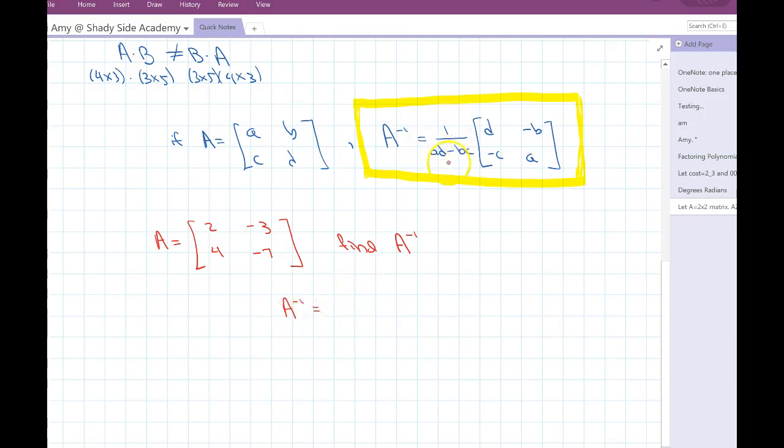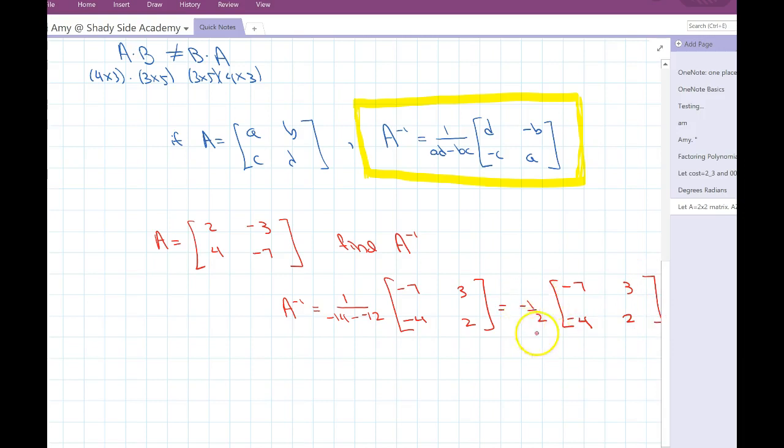the scalar. This is called a scalar multiple, right? A factor that's multiplied by all the entries of a matrix is called a scalar multiple, this number here. So 1 divided by AD minus BC, this is negative 14 minus negative 12, times, okay, we swap these two, negative 7, 2, we negate these, so 3 and negative 4. Now let's simplify. This becomes negative 1/2 times negative 7, negative 4, 3, 2.